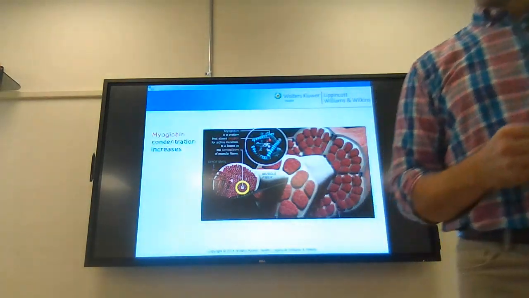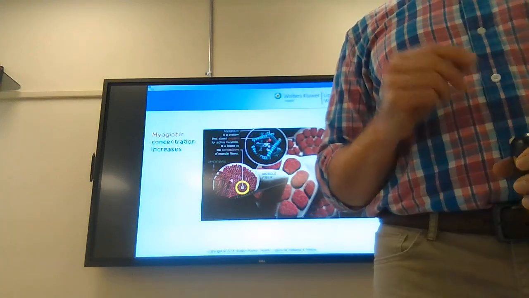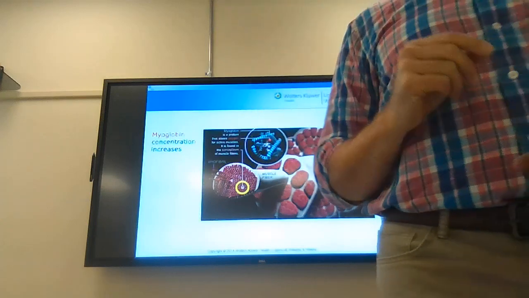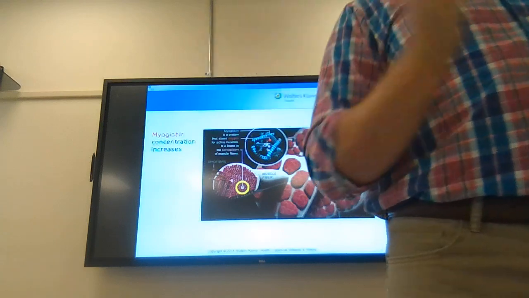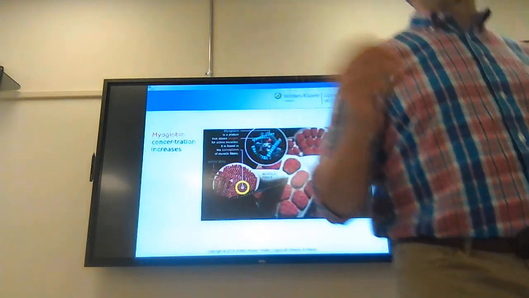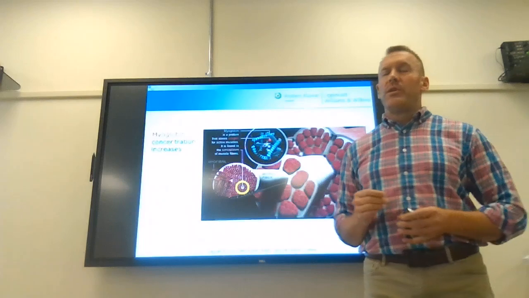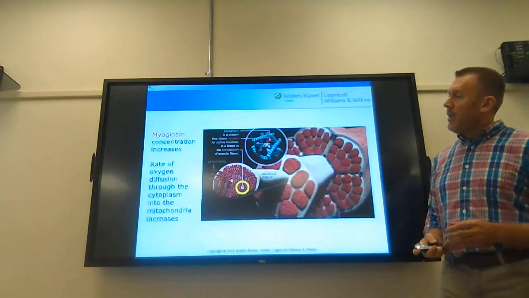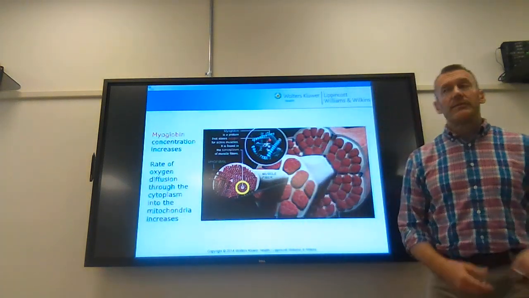Typically, mitochondria are located on the periphery of a cell. So for a muscle cell, that would be just under the sarcolemma, just under that membrane. That makes sense, because if the mitochondria were deep in the cell, the oxygen would have a greater distance to diffuse. So we want the mitochondria in a spot where the oxygen can readily get in. So the rate of diffusion through the cytoplasm increases.